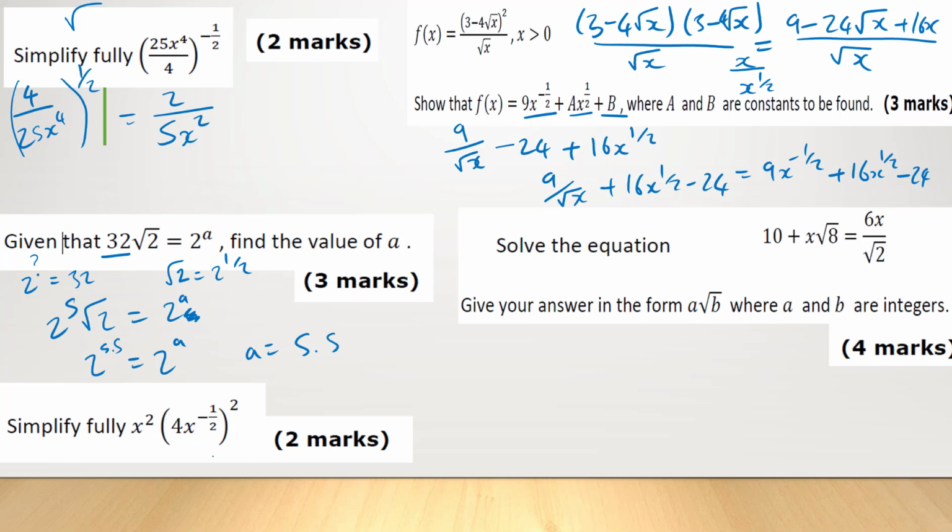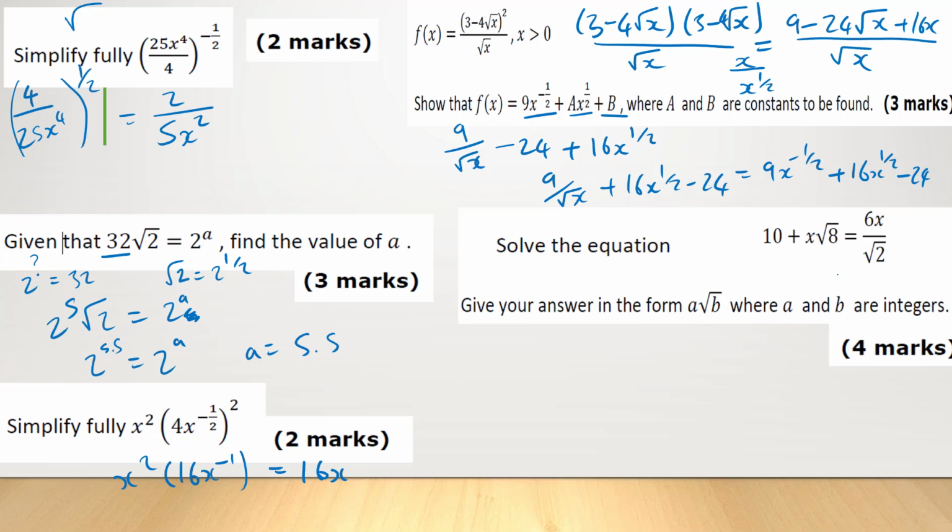I want to simplify this fully, so let's just square this out first. So we know that's going to be 16x because we've got to square the 4. So the 4 squared is 16. Remember, we multiply the powers, so 2 times minus half is minus 1 times x squared. So we add these powers, we get left with 16x. When you're good at this, it's so easy.